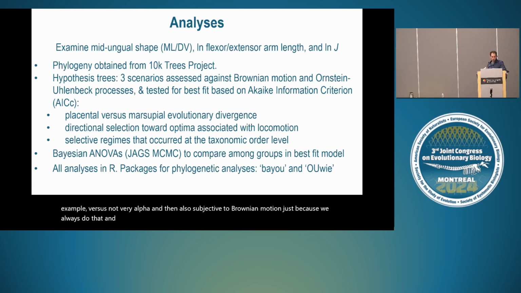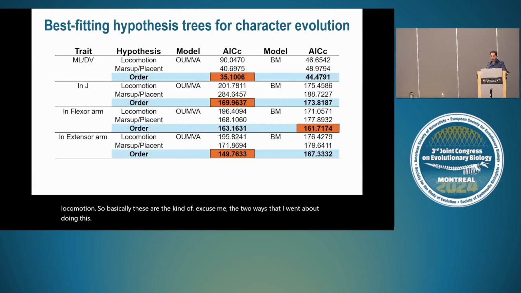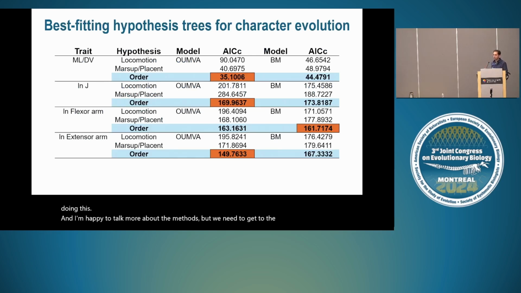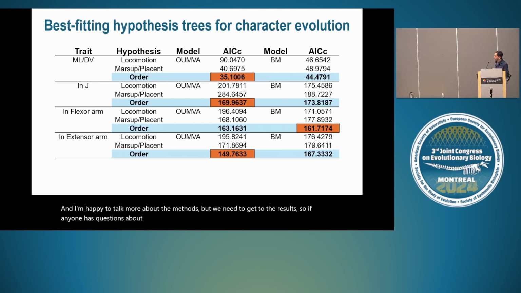I also did comparisons between them using robust Bayesian ANOVAs to compare the cross-sectional properties to look at the locomotion. So basically, these are the two ways I went about doing this. I'm happy to talk more about the methods, but we need to get to the results. So if anyone has questions about methods, find me after.